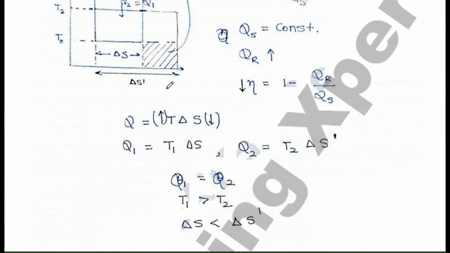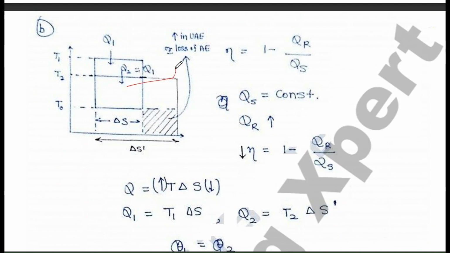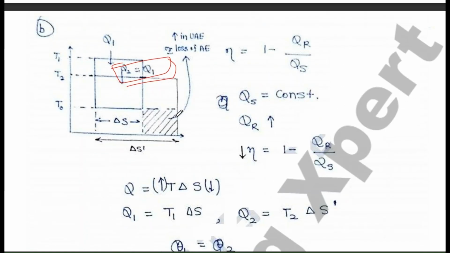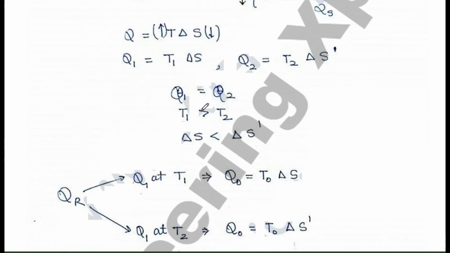And if we take Q1 equal to Q2, then this means that T1 into delta S should be equal to T2 into delta S dash. So Q1 equals Q2. T1 is greater than T2, then delta S dash should be greater than delta S.